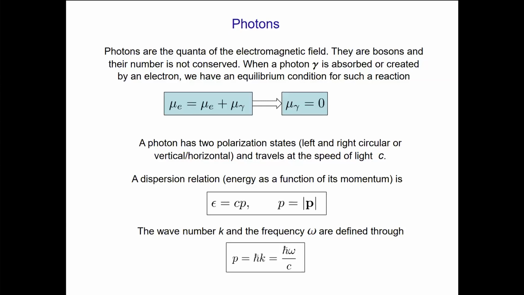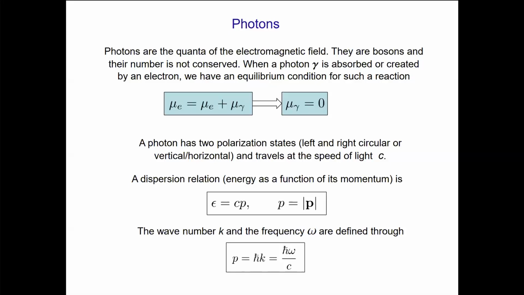So, because their number is not conserved, they can be created out of nothing and they can be absorbed, with just the energy increasing or decreasing. A photon normally has two polarization states. It's either left and right circular, or when the wave vector is moving in circular directions, clockwise or anti-clockwise, or vertical or horizontal. And it travels at the speed of light c.